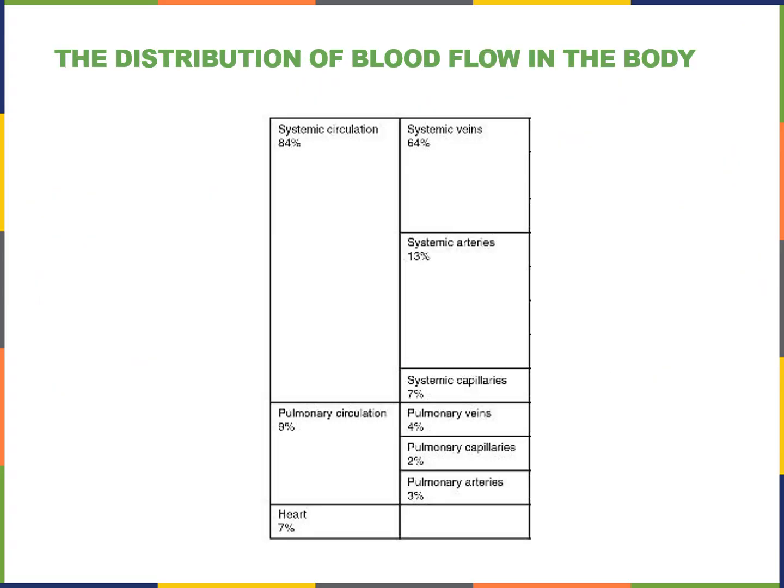Next slide. Distribution of blood flow in the body. Well, I think I sort of said this. Do not memorize this slide, but you should know generally that the majority of blood is most often in our veins as opposed to arteries.